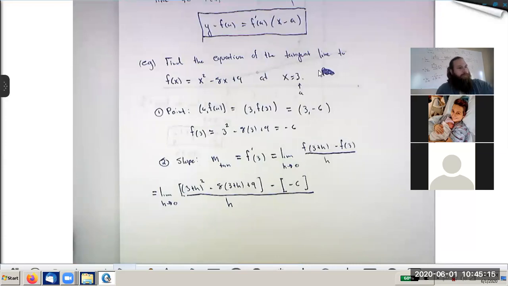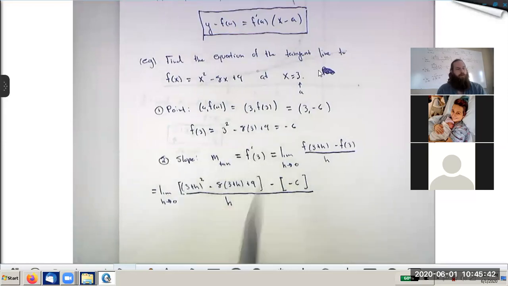So that's f prime of a equals the limit as h goes to 0 of f of a plus h minus f of a all over h. And we use that anytime it says find the equation of the tangent line, or anytime you just want the slope of the tangent line, or anytime you want the derivative.